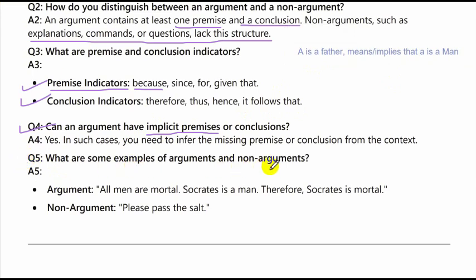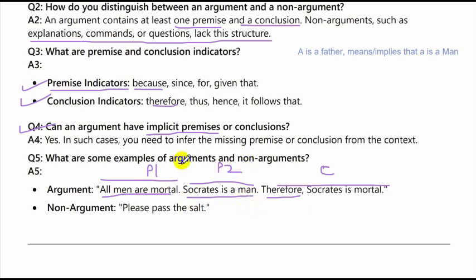What are some examples of arguments and non-arguments? Let's look at arguments. All men are mortal. This is premise 1. Socrates is a man. This is premise 2. Therefore, Socrates is mortal. This is the conclusion. Therefore, we saw the word earlier. Therefore is a conclusion indicator, and all men are mortal and Socrates is a man are the premises.